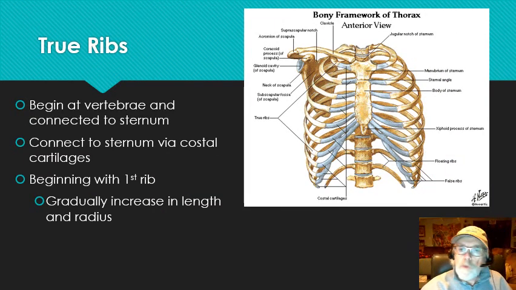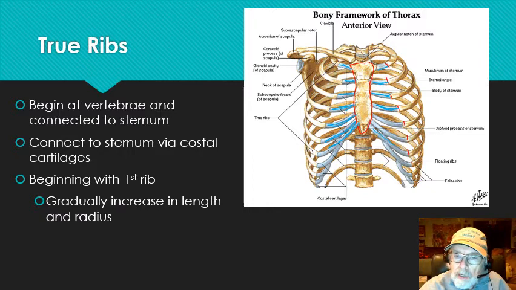True ribs. What makes it a true rib? What makes a true rib is that it attaches directly to the sternum. Here's the sternum. This is the sternum right here. That's the breastbone in the front. The ribs don't go all the way to the sternum, but they actually stop, and then they're connected to the sternum by cartilage. So this area is all cartilage. These are called costal cartilages right here. These are all costal cartilages right here.